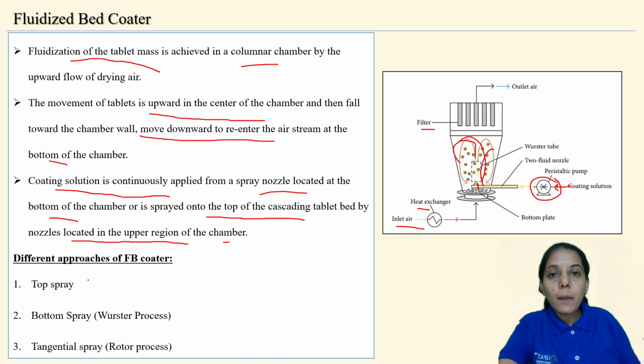So the different approaches of FB coater: top spray, bottom spray, tangential. Now remember, bottom spray is also known as Wurster process. This is very important. They may ask you a question like Wurster process is a type of which approach. So it is a bottom spray. Remember, bottom spray is the Wurster process, and the tangential, the horizontal, it will be rotor process. Remember this one.